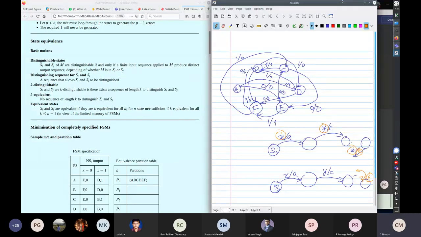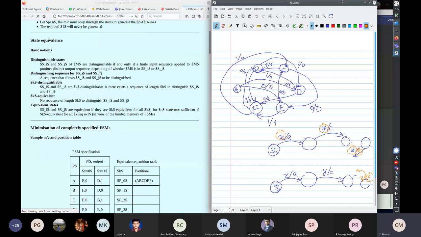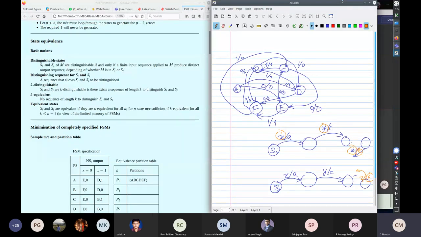So that's when two states are distinguishable, and if you have two distinguishable states, then the sequence which helps to distinguish between these two states is called a distinguishing sequence. Okay, and then Si and Sj are k-distinguishable if there exists a sequence of length k to distinguish between Si and Sj. And similarly, you have k-equivalent if you cannot find a sequence of length k to distinguish between Si and Sj.